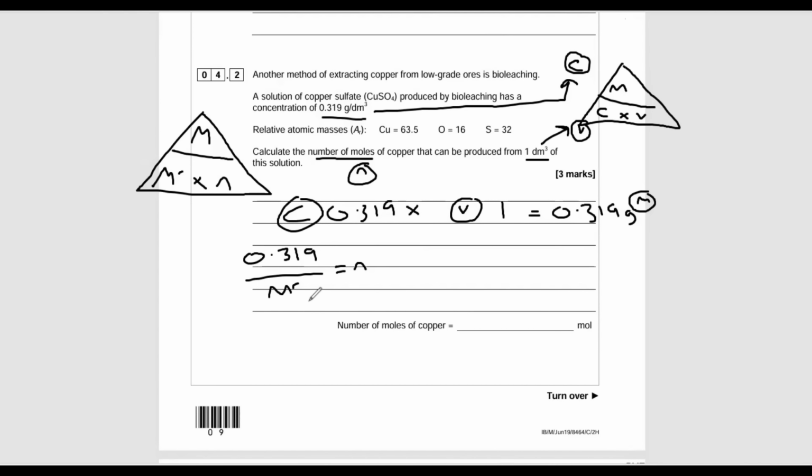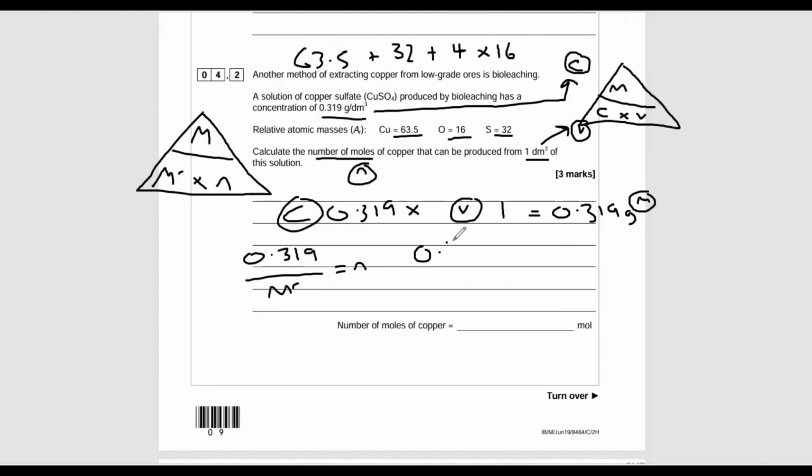I just need to work out the blooming MR. And guess what? They're giving me the ARs. So let's work out the MR. Well, we're going to have 63.5. We're going to add that to sulfur, which is 32. Which, what does that make? 95.5. And then I want 4 times 16, which is 64. I'm going to need to calculate, guys. 95.5 plus 64, 64 plus 32 plus 63.5. That gives me 159.5.